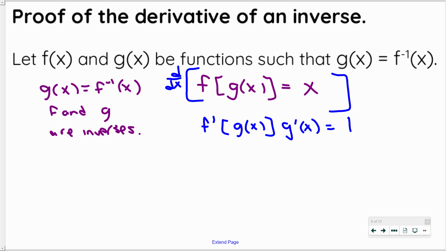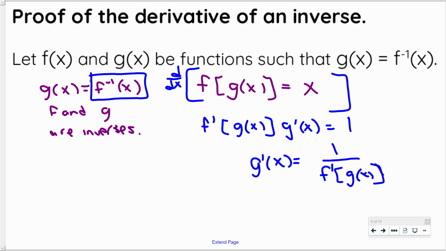So let's get g prime, because that's the derivative of the inverse. So g prime of x is equal to 1 over f prime of g of x. So just rearranging my equation. Now, what do I know about g of x? Well, I said that g of x was the same as f inverse. Okay, so g of x is the same as f inverse.